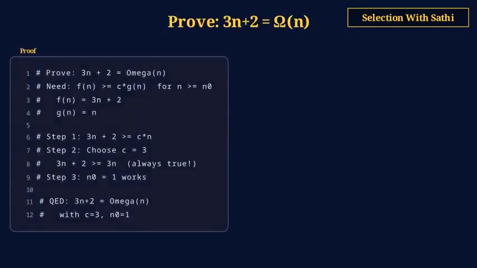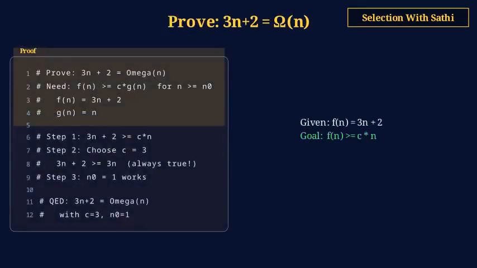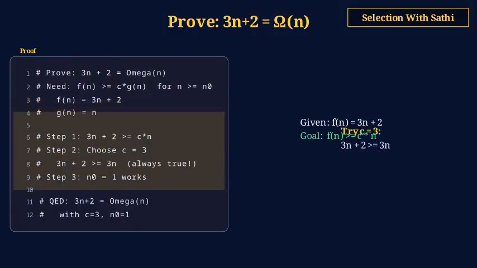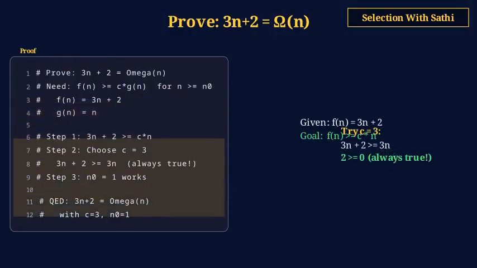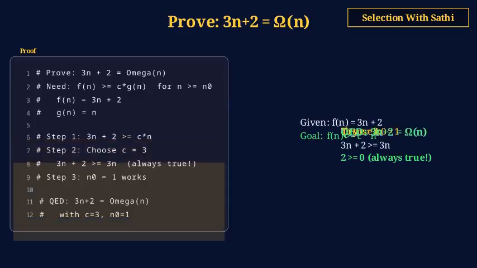Let's work through a formal proof step by step. We want to prove that 3n plus 2 equals omega of n. By definition, we need to find constants c and n0, such that 3n plus 2 is greater than or equal to c times n for all n greater than or equal to n0. Let's choose c equals 3.